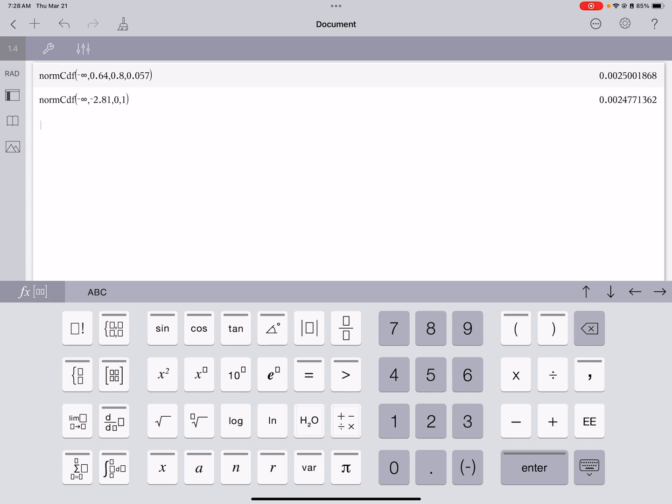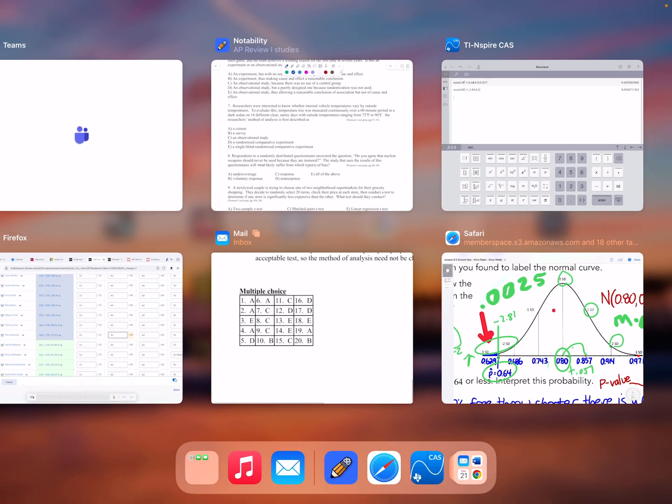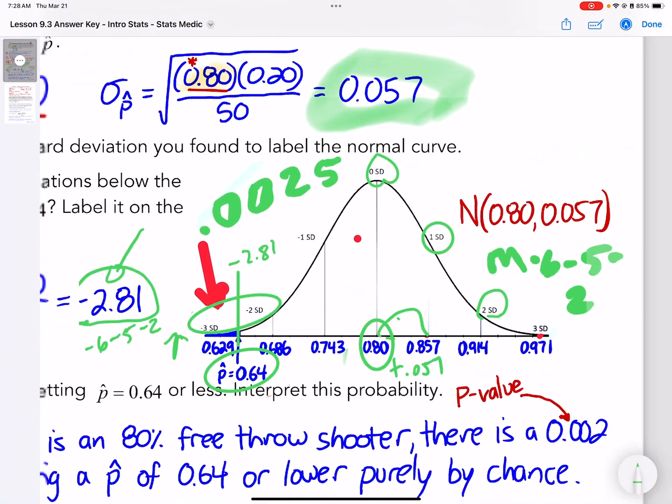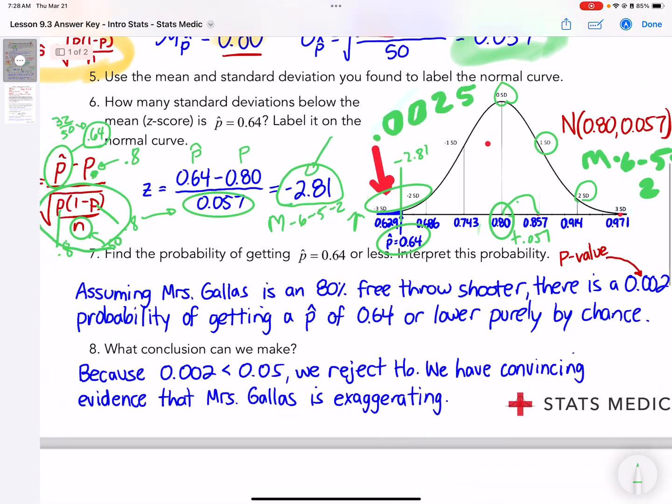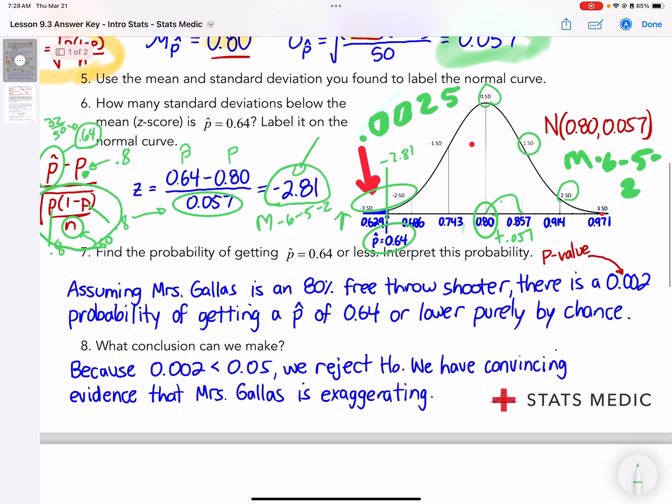So I hit OK, and if you notice, I get the same thing. You're going to see the decimals are always off a little bit, but it's essentially the same thing. So about 0.0025. Okay, so you can see the probability, and interpret the probability, and it's the same thing.